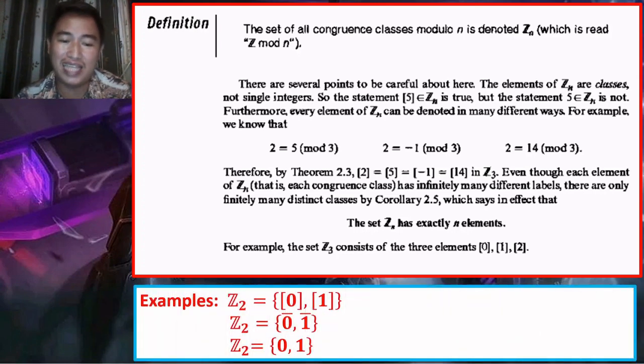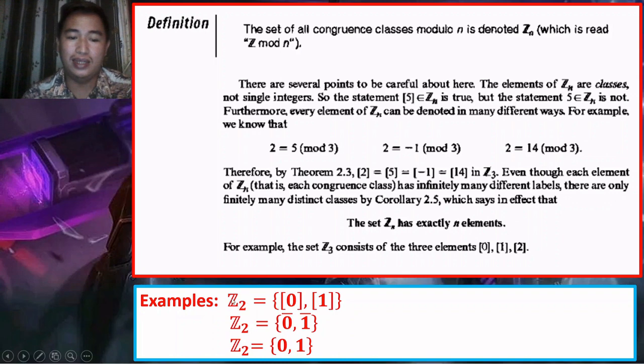Okay, class. Examples. Writing Z mod n, or Z2. Z2 lang tayo. In our books, this is what we use. Actually, you enclose it in braces, like the Z3 set. For Z2, class, it goes up to n minus 1, 2 minus 1 is 1. So 0 and 1. Some books use 0 bar and 1 bar.